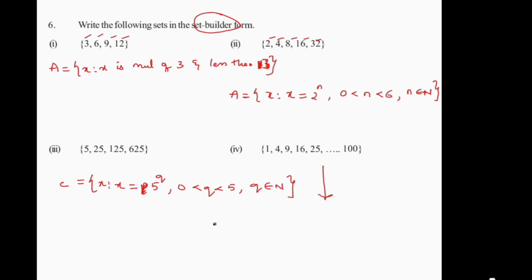So let's look at this one at last. I can write A is equal to the set of x such that x belongs to e square. As I can see here, this is your 1 square, 2 square, 3 square, 4 square, 5 square, and the last thing is n square. So I can eventually write that the value of e lies between 0 to 7 only, and e belongs to a set of whole numbers.